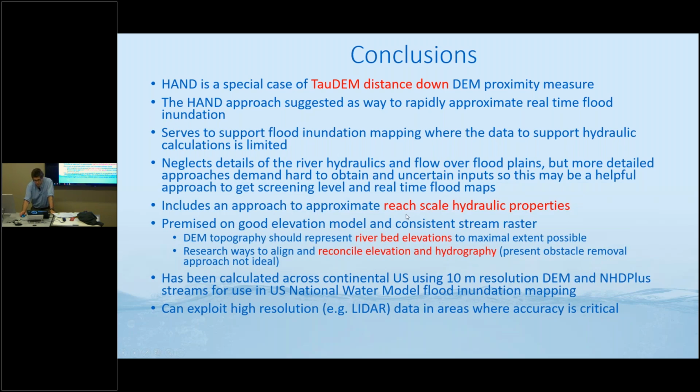There's an approach to approximate reach scale hydraulic properties, which is really handy because it avoids all of the business of trying to get cross sections. It's premised on a good digital elevation model that should represent bed elevations to the maximum extent possible. And we need to research ways to align and reconcile the elevation and the hydrography. The obstacle removal approach is really just a bit of a sort of a quick band-aid fix.